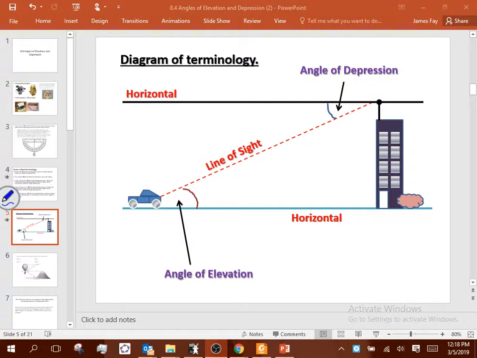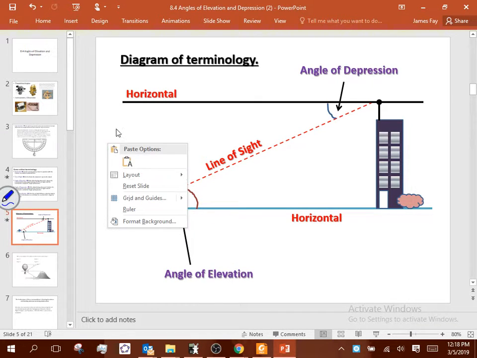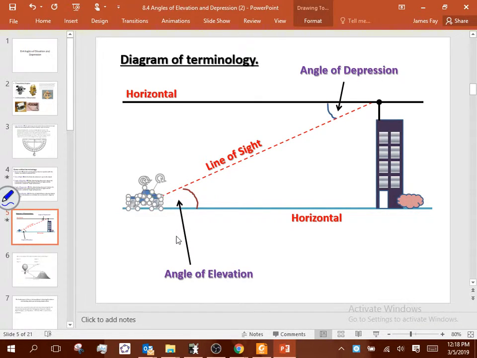Okay. As that object gets closer to me, think about this. As I move that car closer, what happens to that angle of depression? It gets larger, okay? The closer the object is to my position, or the closer I am to the object, the greater the angles of depression and angles of elevation get. Does that make sense? Okay?